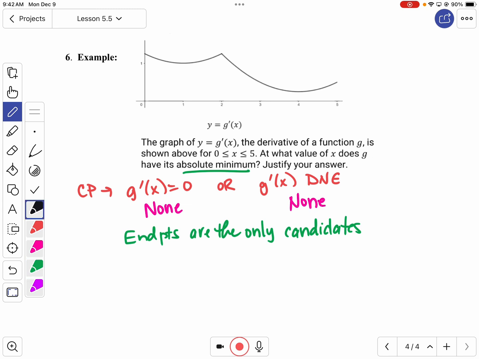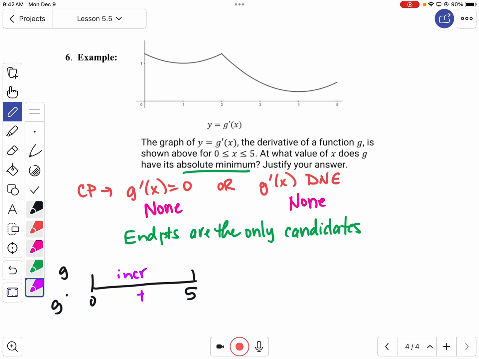Now think about this. If we think about the sign chart from 0 to 5, we've got g prime and g. What can you tell me about this entire derivative in terms of its sign? It's always positive, so it's always increasing. So where does your absolute minimum have to be? At x equals 0, because it starts at that endpoint, then it increases forever.